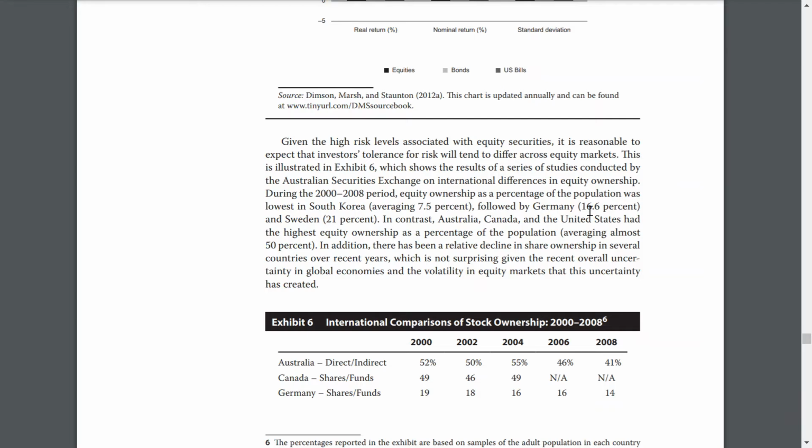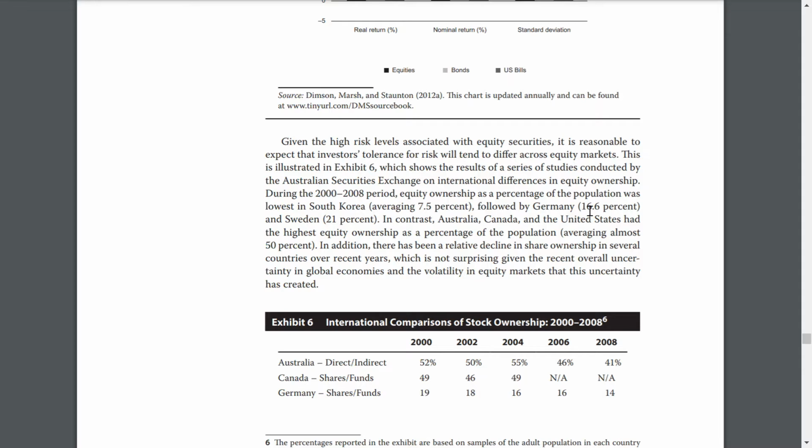This is illustrated in Exhibit 6, which shows the result of a series of studies conducted by the Australian Securities Exchange on international differences in equity ownership during 2002-2008. Equity ownership as a percentage of the population was the lowest in South Korea, around 7.5, followed by Germany. In contrast, Australia, Canada, and the U.S. have higher equity ownership as a percentage of the population, averaging around 50.